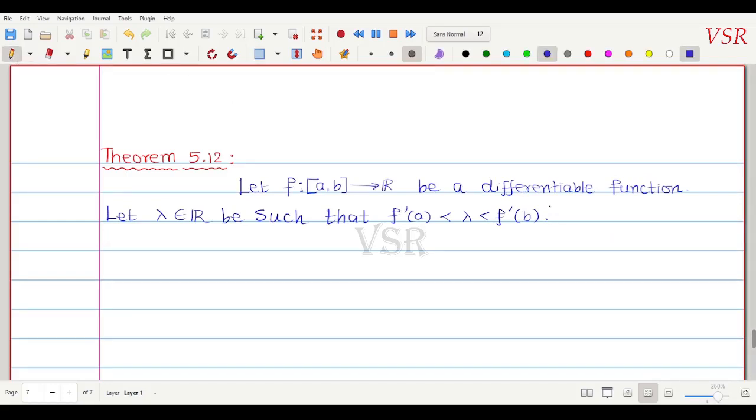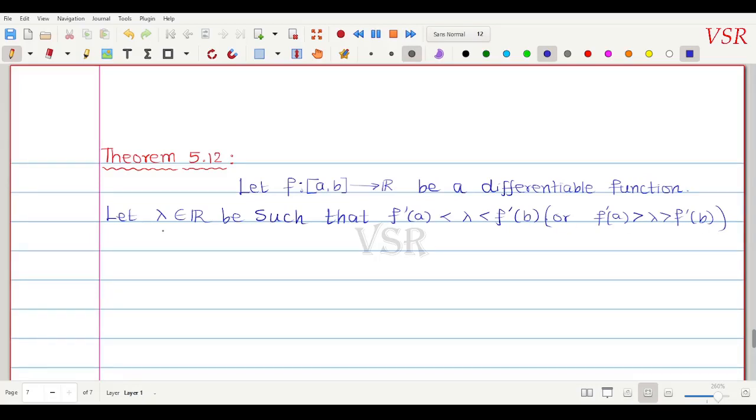R can be like this, or it can also be like this: f dash of a strictly greater than lambda, which is strictly greater than f dash of b. It can be either way. So we will consider this case. This case is also similar. Lambda lies between the two. Here I have assumed f dash of a is smaller and f dash of b is bigger; in this other case, f dash of a is bigger than f dash of b. So this is similar.